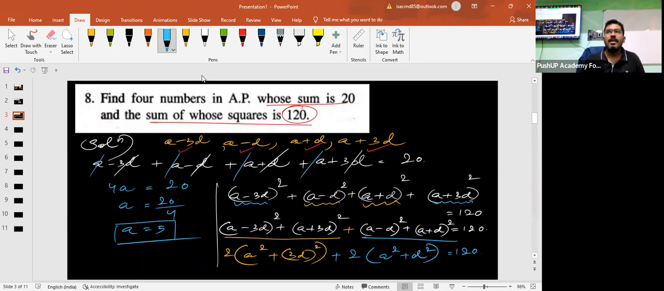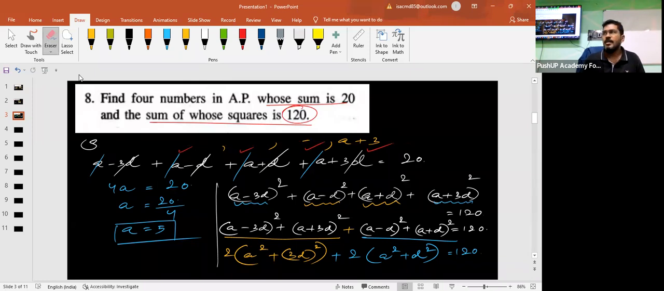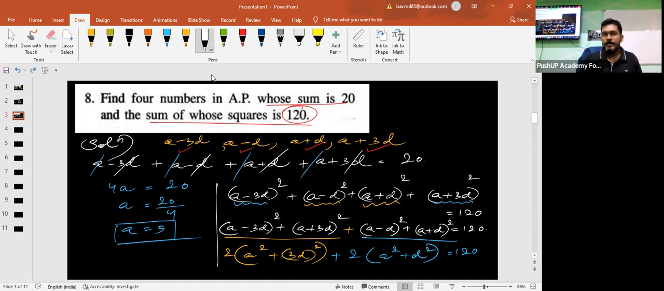Okay, let's further simplify. I'll erase this. You must have copied it, no? Yeah. A square plus B square. Then the formula will become how? You remember yesterday I taught you the formula: (a minus b) the whole square plus (a plus b) the whole square is equal to 2 times (a square plus b square). That formula I'm applying here.